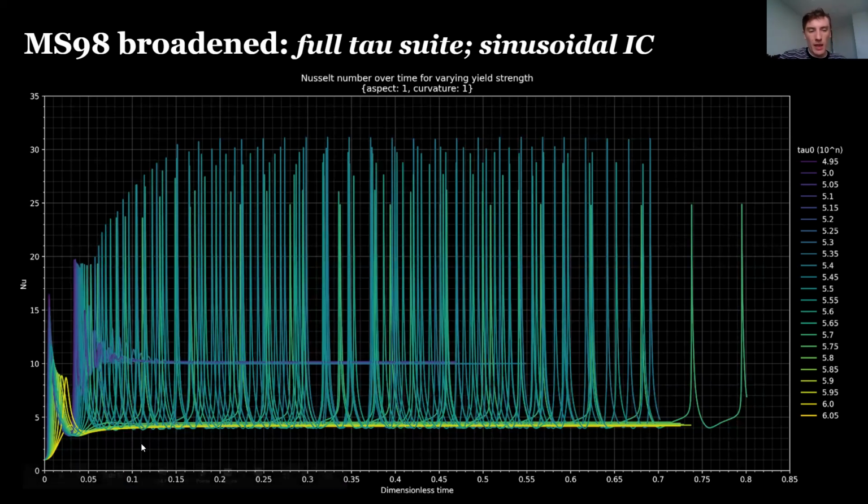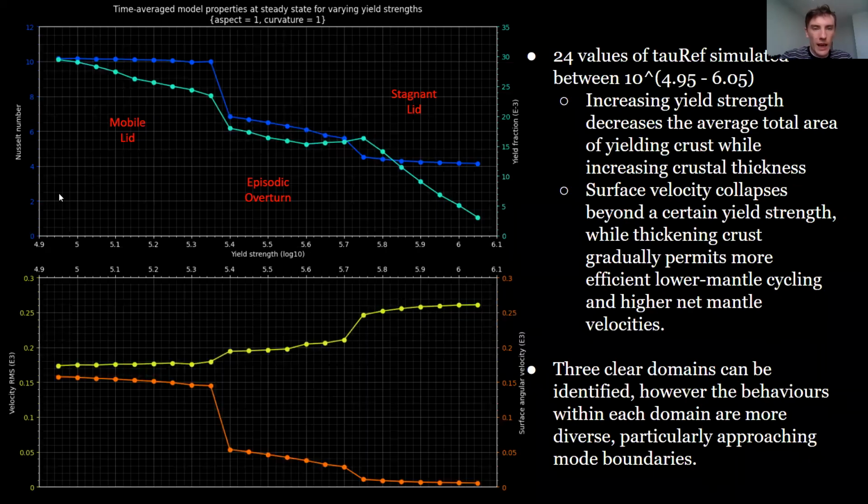Here's your mobile end member, here's your stagnant end member, and here are all the episodic regimes in between. The one episodic regime with many, many different ways of manifesting, primarily differing by the amplitude of the failure events and the frequency of them. And we see the same thing as the original paper, that there are these three modes, and you can identify them very clearly where the boundaries are. But there is systematic variation within, especially the episodic mode.